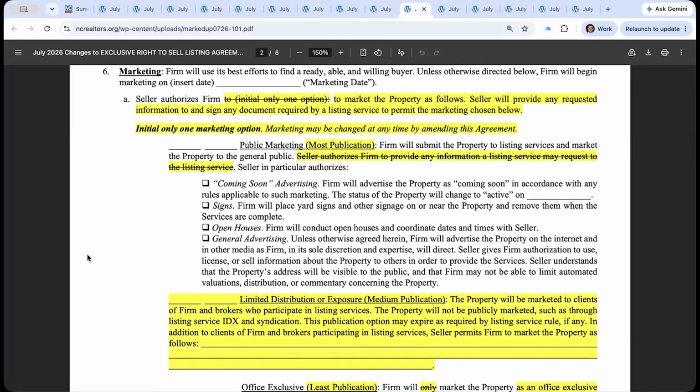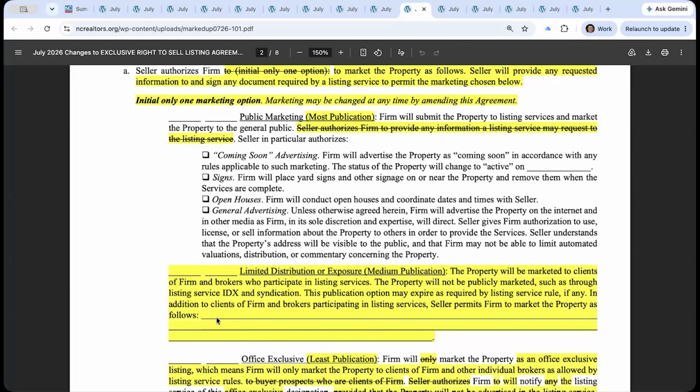If your MLS doesn't have it, then you would explain to the seller that this is not an option in our MLS. But honestly, you could probably make some changes to the public marketing option that would do something close, depending on how expansive your limited distribution is. Because you can see here, if you do have it, then you know that there's a lot of options for how the seller can market the property, even though within the MLS, the property is just going to be marketed to the clients of the firm and the brokers who participate in the listing service, right?